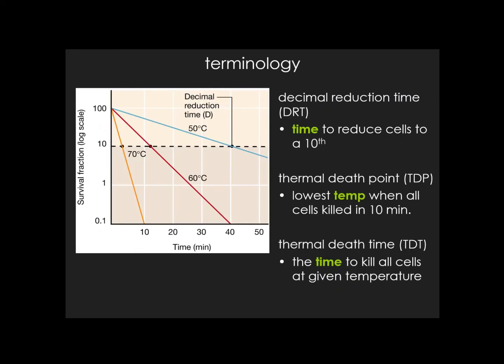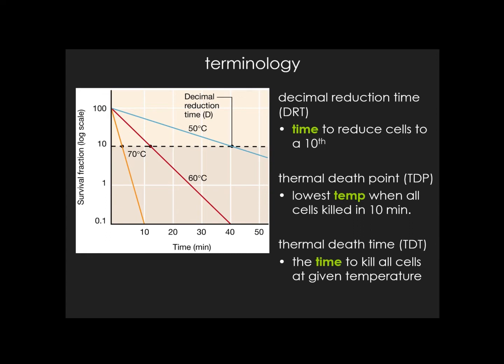Before we start talking about the methods of microbial control, I want to give you a couple of terms. The first one is really important because it allows us to compare all different methods of control for their effectivity, and that is something called the decimal reduction time, or DRT. And the decimal reduction time is the time it takes for a given control method to reduce the cells in the population to 1/10 of what they were.